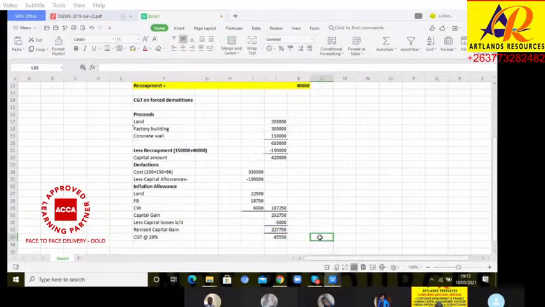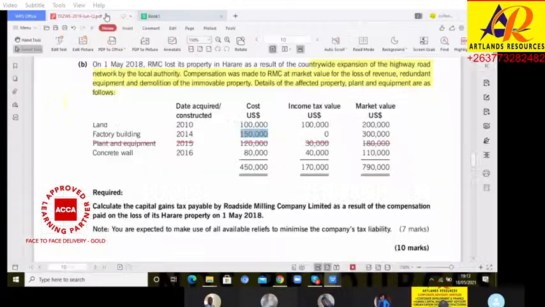Now, another thing that I want you to notice is this. The question says capital gains tax, and then it says withholding tax. It talks about withholding tax on immovable property. Why does it say that? It says capital gains withholding tax. Why does it say on immovable property?